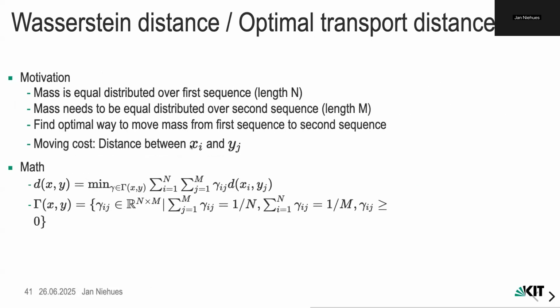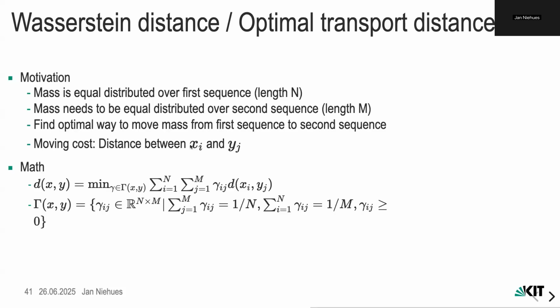The mathematical way is shown here. So the distance is in a minimization problem where you sum over all the cross distances. So each element on the input and each element on the output. So everything is compared with each other. But of course, not all distances have to be good.